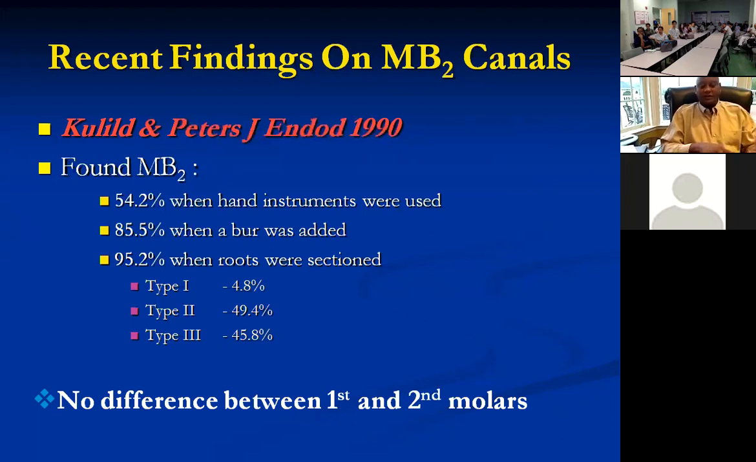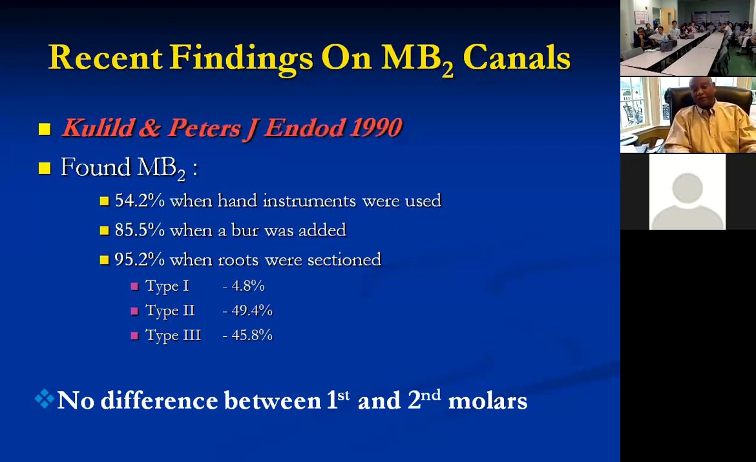But as far as a type 1 configuration, it was 4.8%. Type 2 configuration, remember type 2 is 2 separate apices, it's 49.4%. And then type 3 was 45.8%.